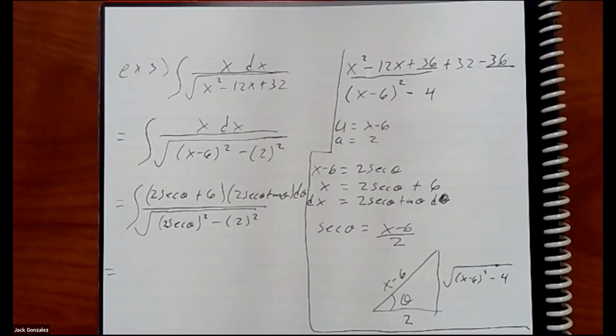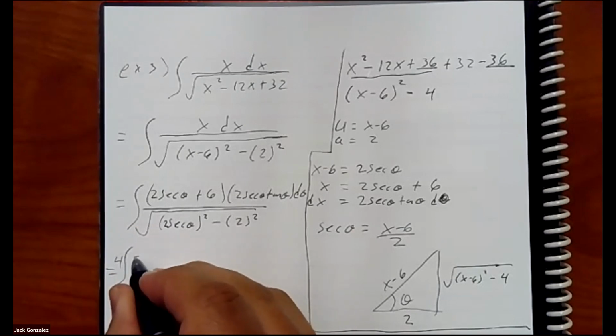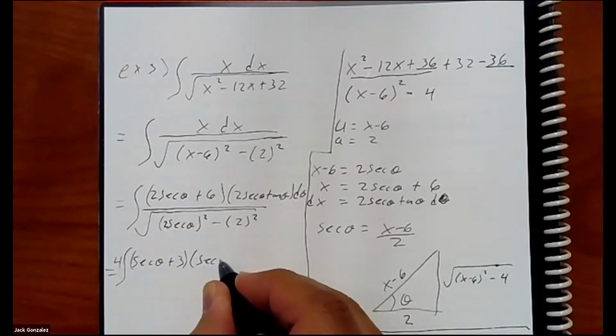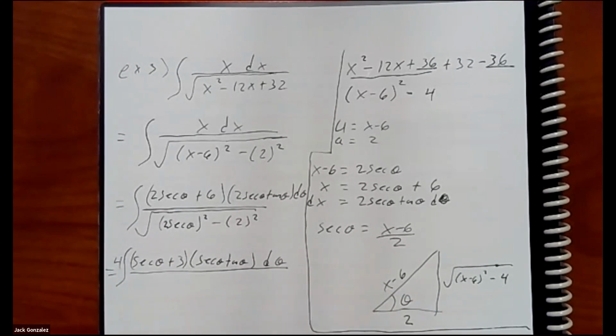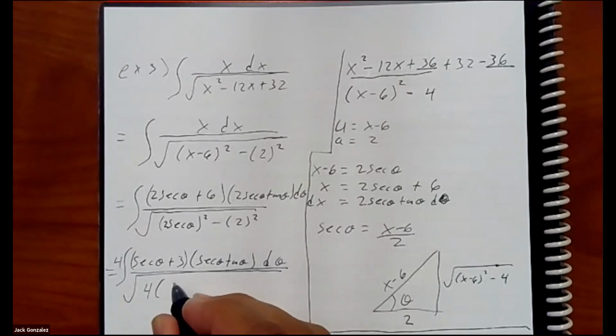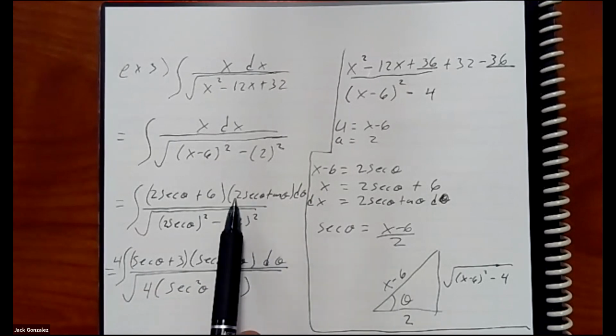I see a 2 in common and another 2, so I can factor out a 4, right? So that'll give me secant theta plus 3 times secant theta tangent theta d theta. The bottom is going to be, they have a 4 in common, right? 2 squared, 2 squared. So factor the 4, and this is technically secant squared theta minus 1. What is secant squared theta minus 1? You factor the 4 on the top. Do you factor this 2 out? Okay, and these both have a 2 in common.